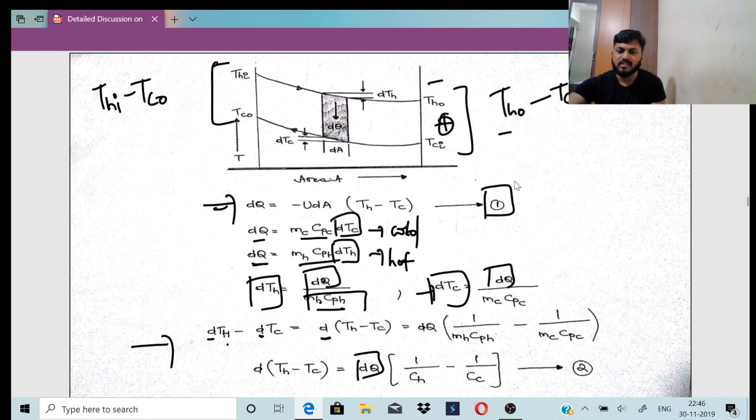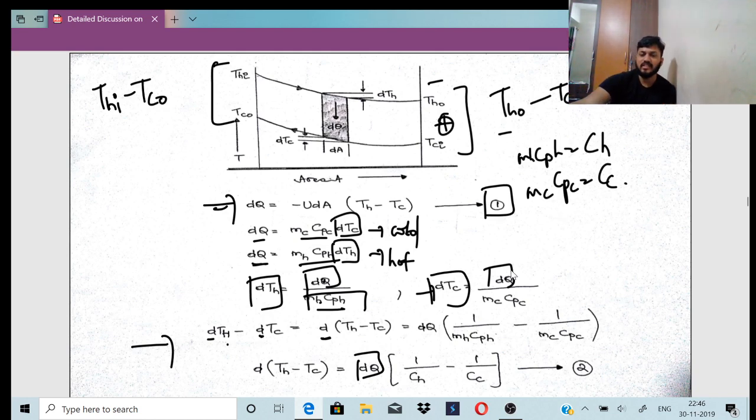What is mhcph? It is nothing but CH, heat capacity of a hot fluid. mccpc क्या है? Heat capacity of a cold fluid. So this is CH, mhcph, heat capacity of a hot fluid. This is heat capacity of a cold fluid. So this is dtc, dq by mccpc. So mhcph is nothing but CH, mccpc is nothing but CC. तो इधर negative negative ही रहेगा, and this one will have a positive sign, which in parallel flow was having a negative sign.